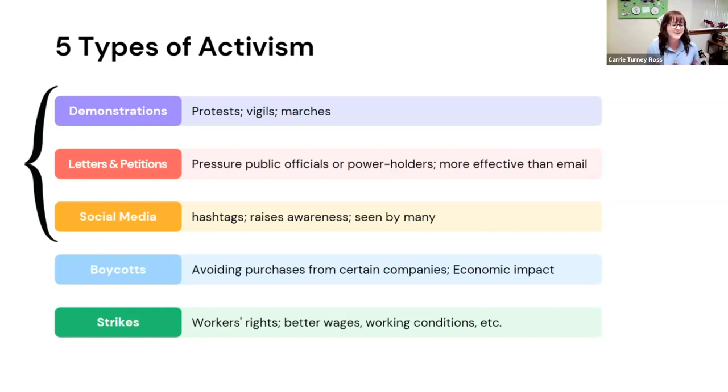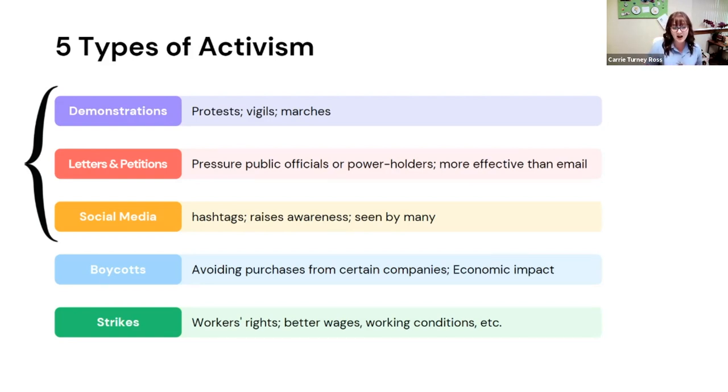The evidence seems to go both ways. I've seen articles that talk about it being equally effective to send an email, but I've seen a lot saying that it's more effective to send a physical letter. And we'll talk about that a little bit more later. And then social media activism. So that's the hashtags. This is great for raising awareness because it can be seen by a lot of people.